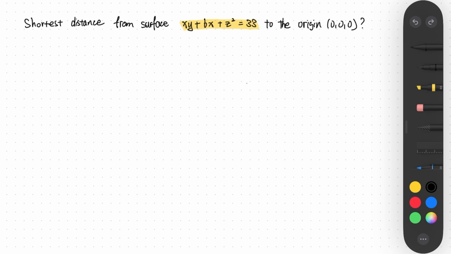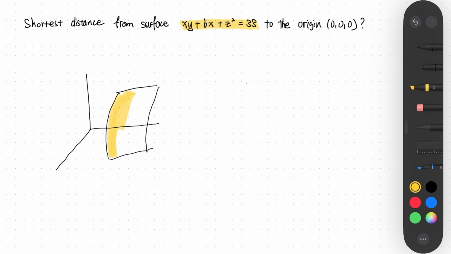Today we'll be solving the shortest distance from the surface xy + 6x + z² = 33 to the origin (0, 0, 0). So first of all, let's visualize this. Imagine we have a curved surface in this 3D system. At a certain point on the surface, we'll have the shortest distance. And we draw a vector from that point towards the origin.